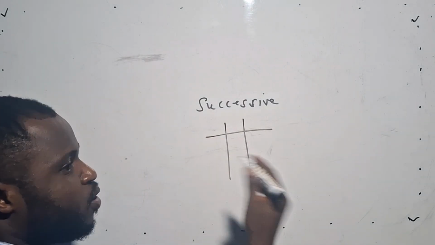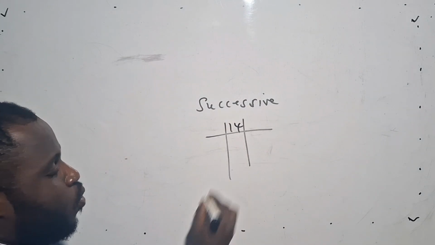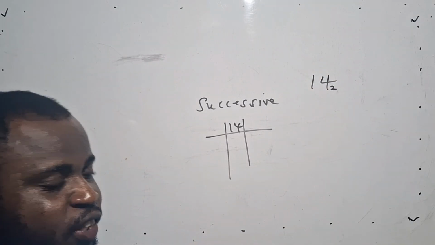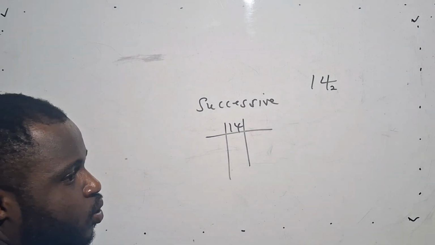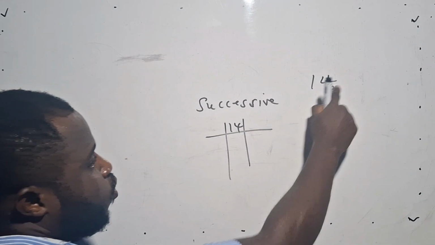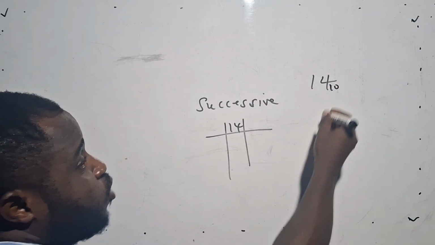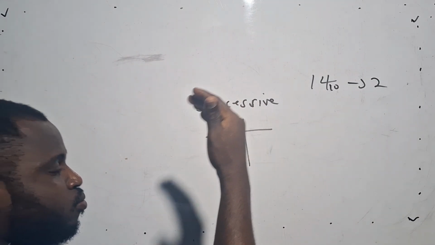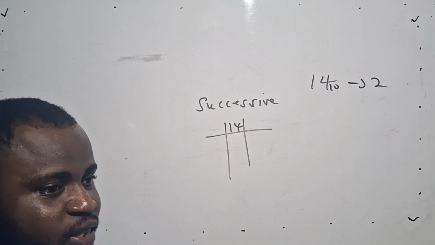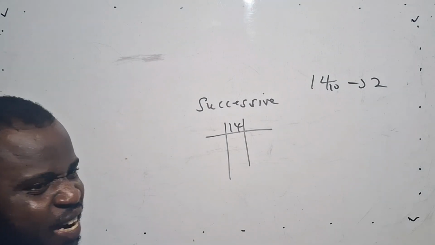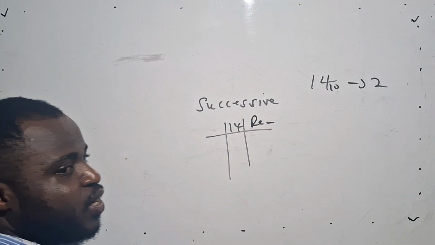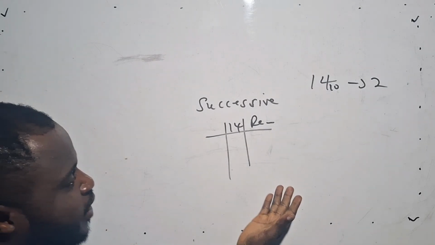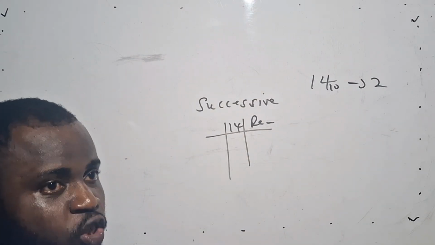So maybe if they've given you 14 in base 10, and you are asked to change it to base 2, it means the number is going to be divided repeatedly until nothing is left, or until the number cannot divide anymore, and the remainders are noted as the answers. The answers are written from down to the top. That is what you need to understand.